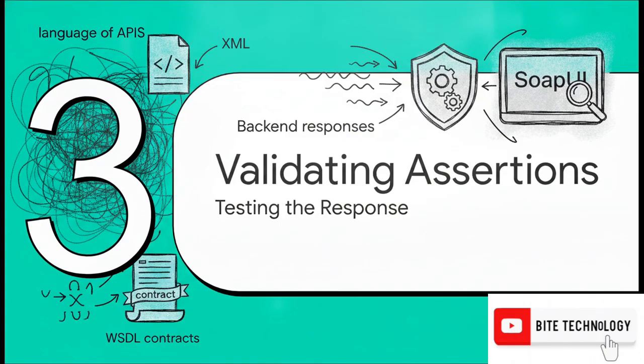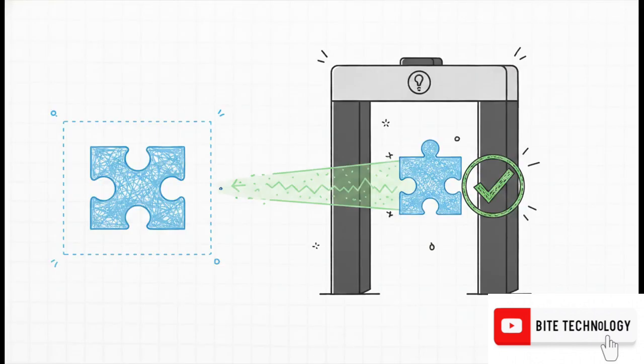Let's look at validating with assertions. Now that we understand the language and how it's structured, let's explore how we actually test these back-end responses using an industry-standard tool called SoapUI. At its core, testing is incredibly simple, right? You're just validating the actual response from the server against what you expect it to get.